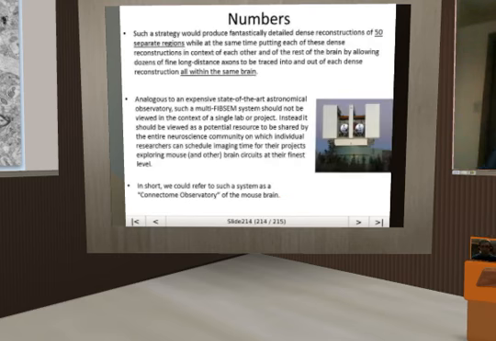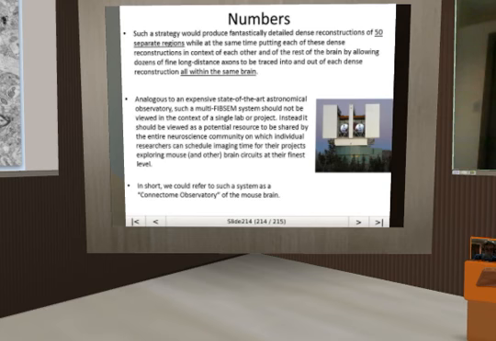So such a strategy, imaging multiple separate brain regions, would produce fantastically detailed dense reconstructions of 50 separate brain regions, while at the same time putting each of these dense reconstructions in the context of each other and the rest of the brain, by allowing dozens of fine long-distance axons to be traced into and out of each of the reconstructions, all within the same brain. So, analogous to an expensive state-of-the-art astronomical observatory, and to give you an idea, this system would cost on the order of $10 million and up.